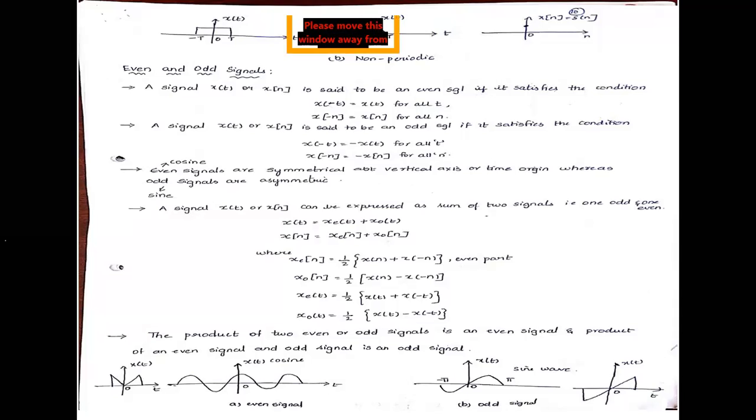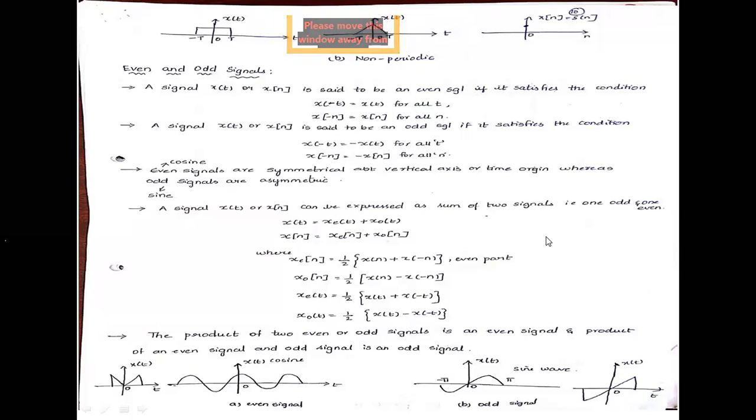Another classification is even and odd signals. What does even mean? An example of an even function is the cosine function, and an example of an odd function is the sine function. Why? Cos of minus theta becomes cos theta, so cos is an even function.